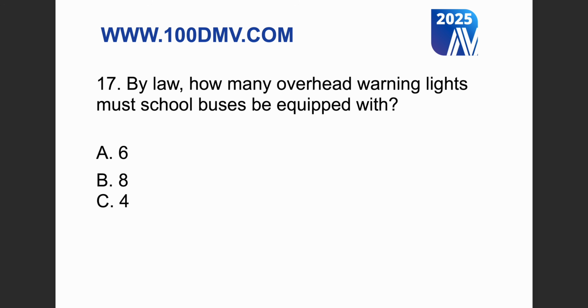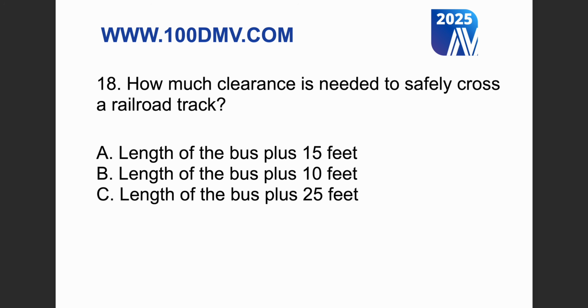17. By law, how many overhead warning lights must school buses be equipped with? A. 10. B. 8. C. 4. Correct answer, B. 8.